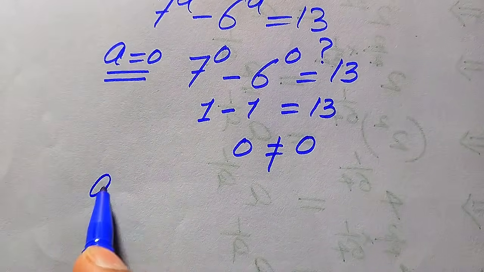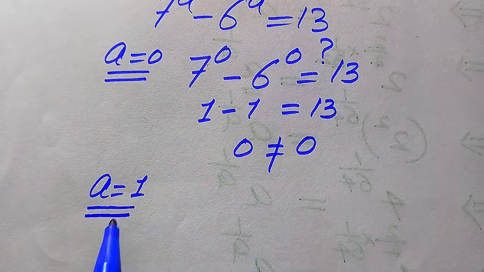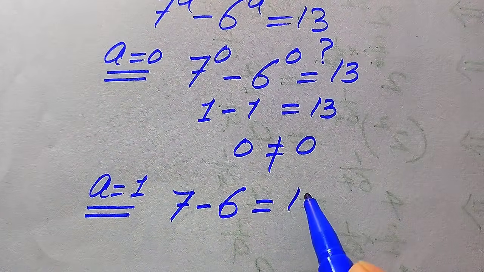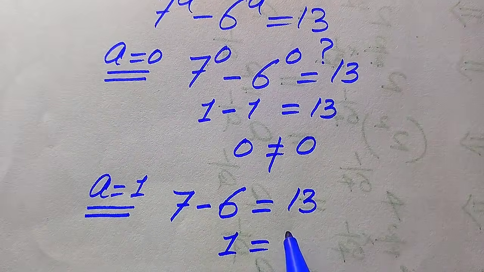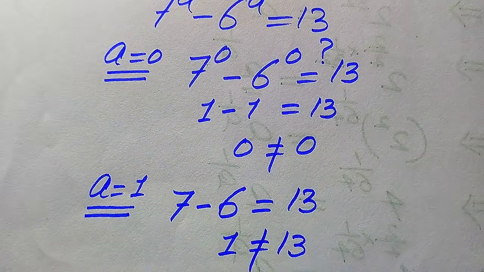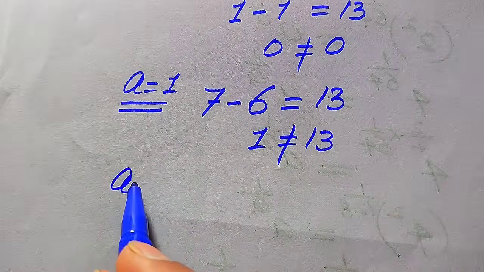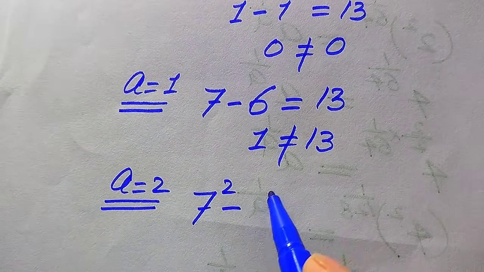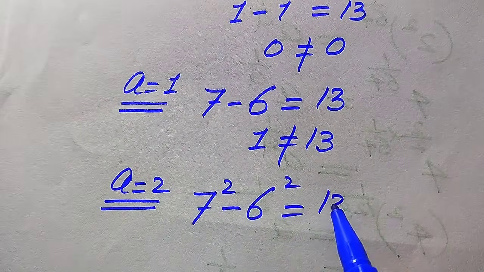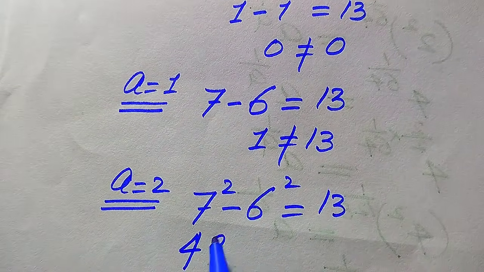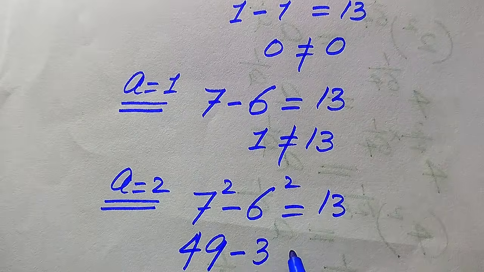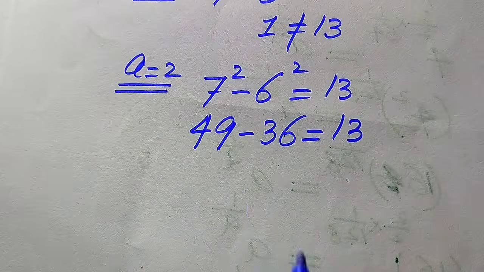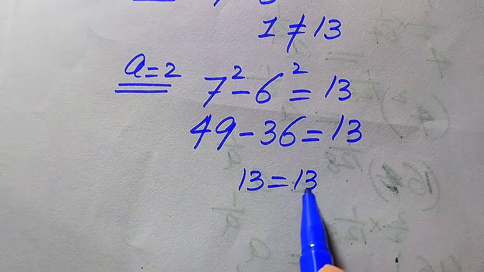In the same pattern we verify the given question at a equals 1. When we choose a equals 1, it is written as 7 minus 6 equals 13, and it becomes 1 equals 13. So this is again not possible. And if we choose a equals 2 and substitute it into the given question statement, it becomes 7 squared minus 6 squared equals 13, and 7 squared becomes 49 minus 6 squared becomes 36 equals 13, and you clearly see 13 is equal to 13.